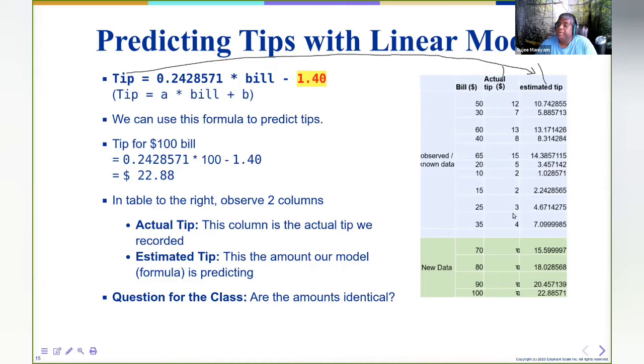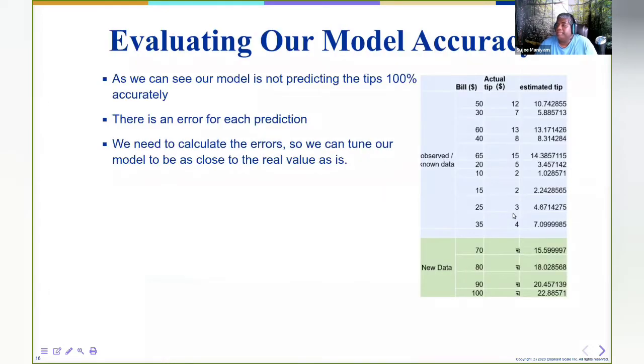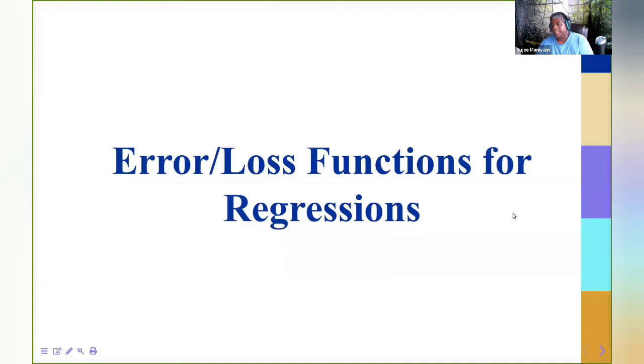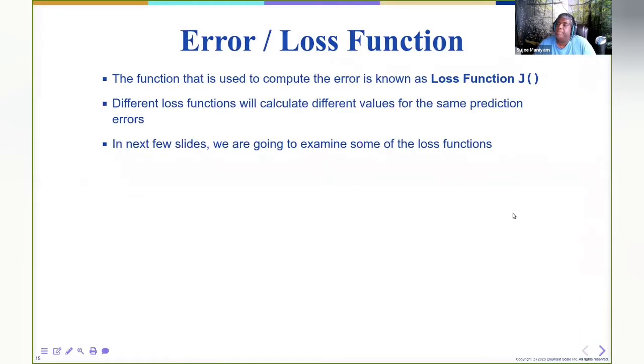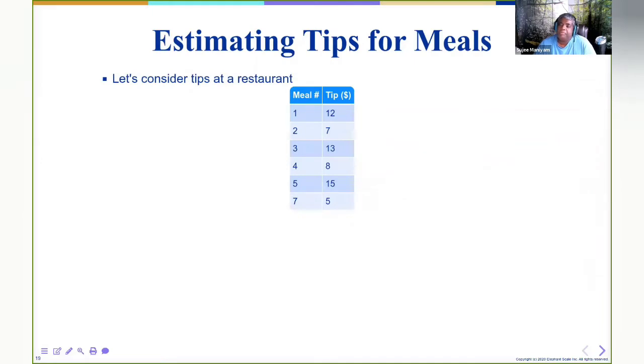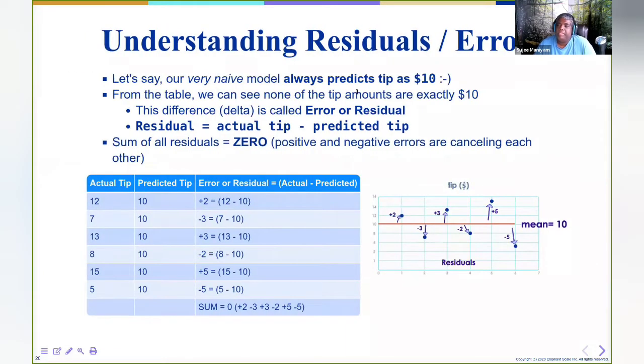Now, if you look at this data, this is where we look at error functions or regressions. Let me start with a very simple error function, with the same billing and tipping example. In this case, I'm recording tips, and I want to come up with an algorithm that predicts the tips. I took an easy way out. I have a very simple model. The model always says tip is $10, doesn't matter what the bill amount is.